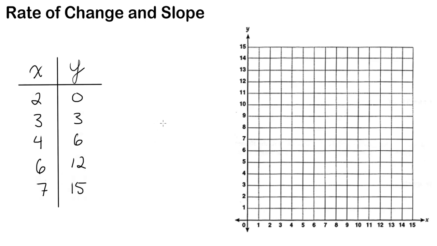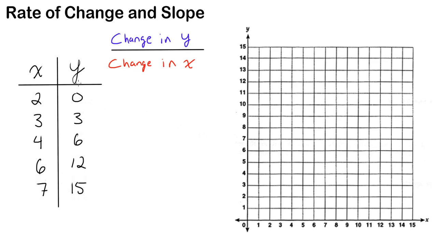In this lesson, we're going to talk about rate of change and slope. So first, let's talk about rate of change. Rate of change is when you look at a function table like this one, and you look at how the y values change and compare them to the way the x values change. Basically, you are setting up a ratio, a fraction, where the numerator is the change in y, and the denominator is the change in x.